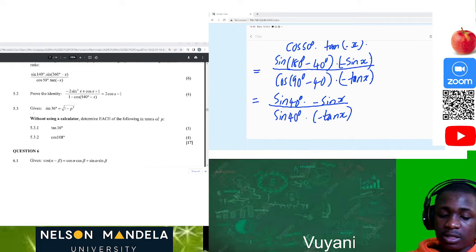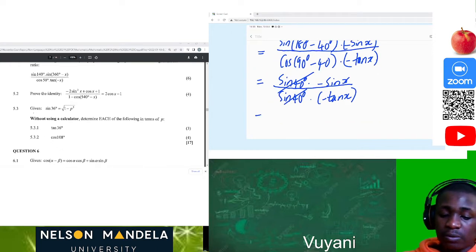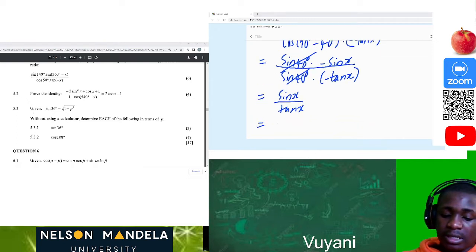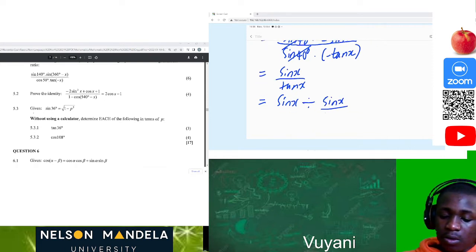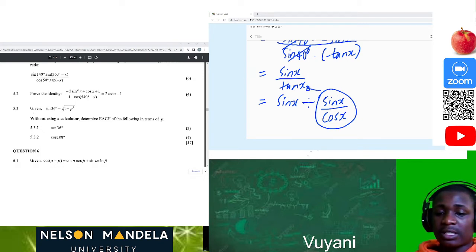So this and this will cancel each other. Now we are left with the negative and the negative, which also cancel each other. So now we are left with sine x over tan x. So what is tan x? We know that tan x is an identity. So we are saying sine x divided by sine x over cos x. Where is this coming from? Because this is tan x, and tan x is an identity.